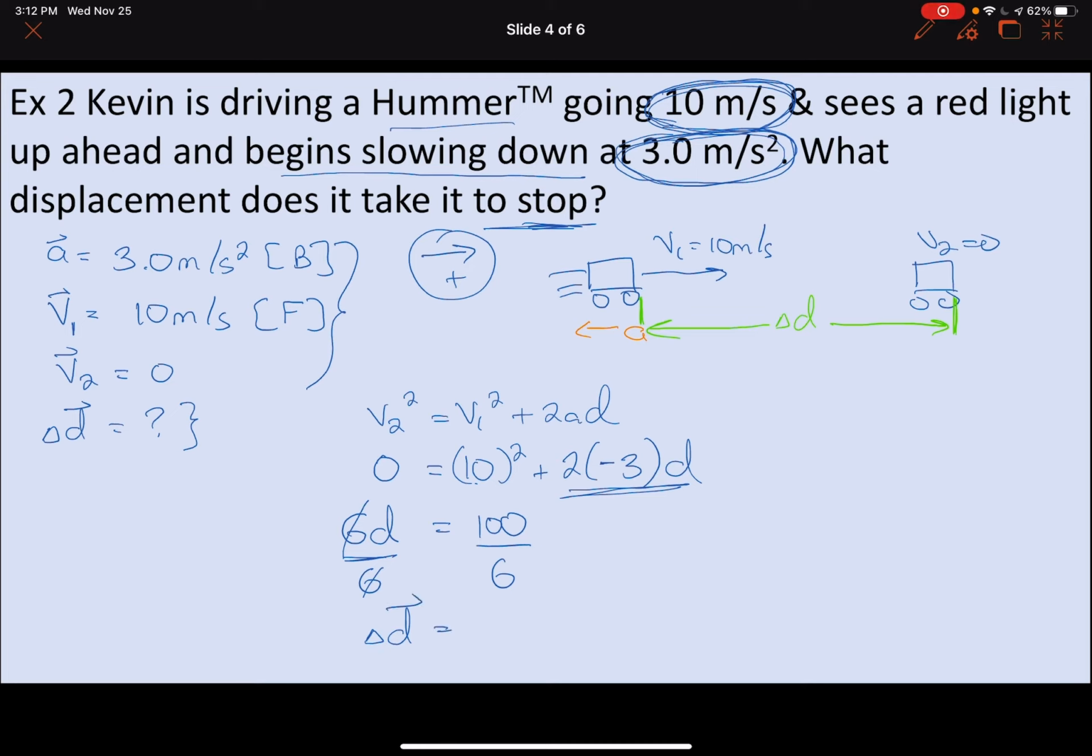And let's see, 100 over 6, yeah, 16.67 meters. That is in the positive direction, so forward. And then let's just come over here. Let's do our sig digs. We've got 2 sig digs in all of our numbers. So I would say displacement approximately 17 meters forward. That's a pretty quick stop.